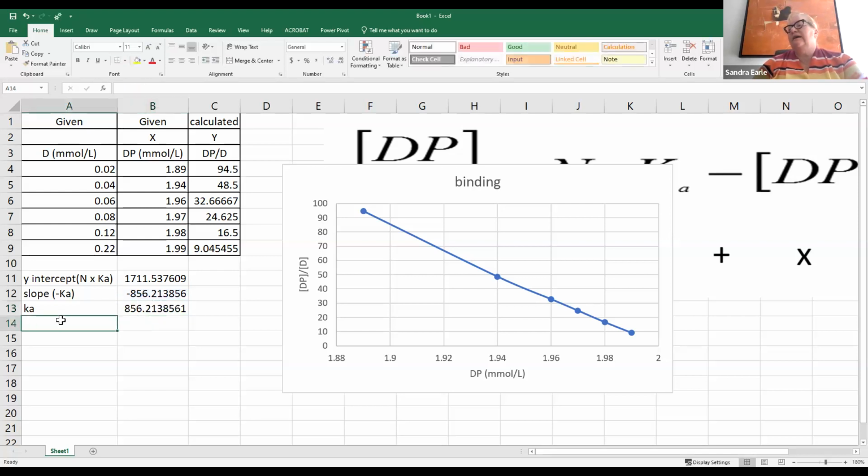Okay, and now, how are we going to figure out our n from here? N is going to be equal to this divided by Ka, right? Which is right here, which is B13. So our N is 1. So our number of sites available is 2. And our Ka is 856.